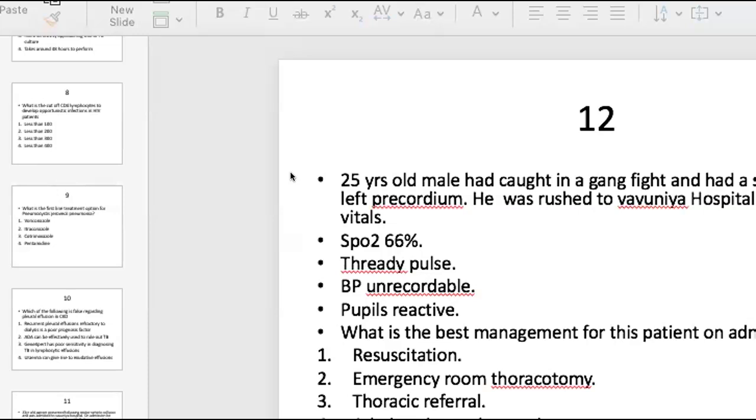I'd like to invite Dr. Pulpatran, consultant respiratory physician, for a case-based discussion on respiratory failure in pregnancy.